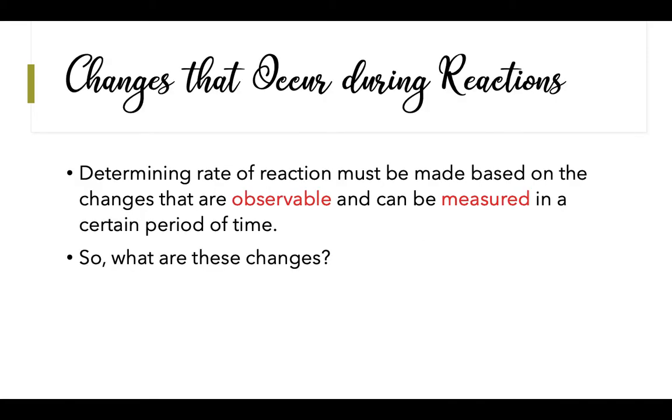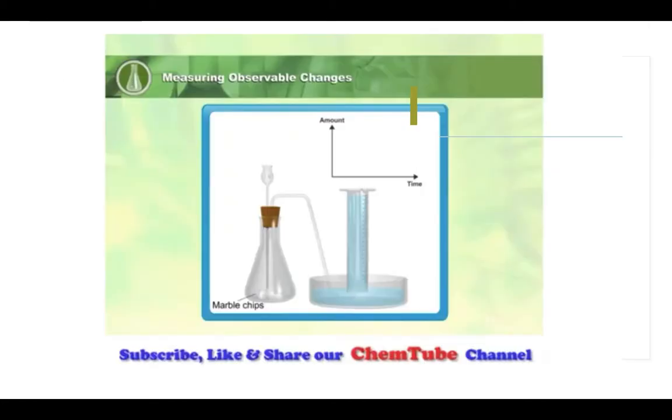Alright, changes that occur during reaction. To determine the rate of a chemical reaction, it must be based on changes that can be observed and can be measured in a certain period of time. So, what are these changes? Let us see this video clip first.